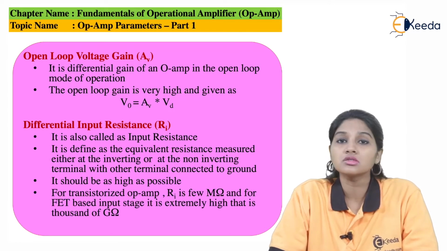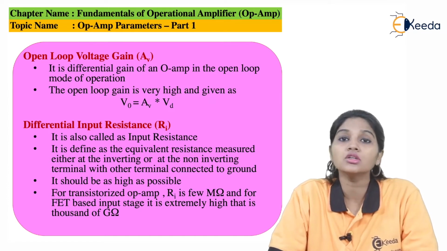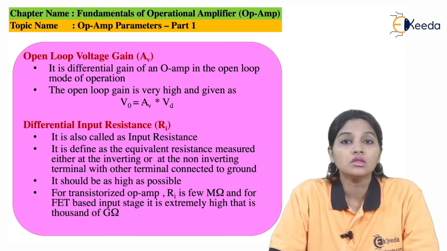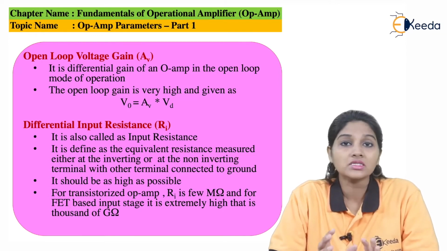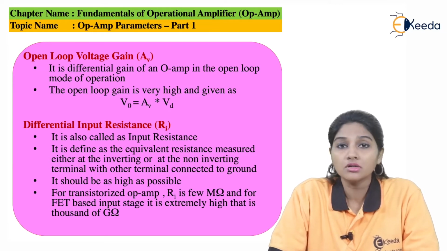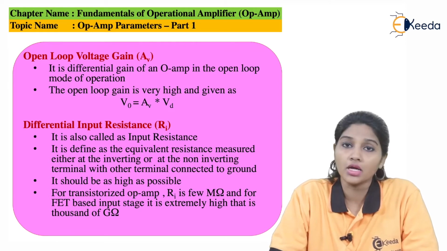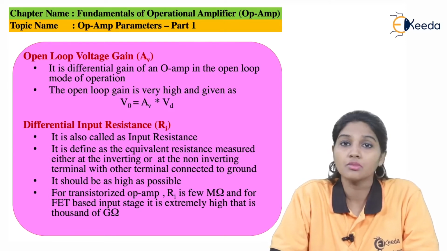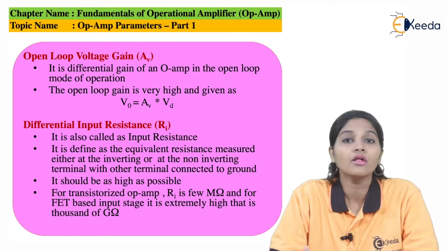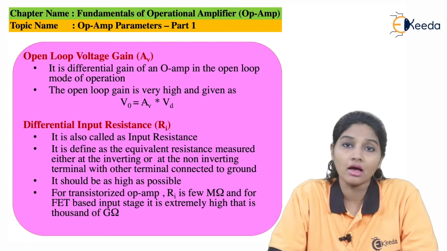The input resistance is defined as the equivalent resistance measured either at the inverting or non-inverting terminal of the op-amp with the other terminal connected to ground. It is denoted by Ri and it is decided by the input stage of the op-amp. If the op-amp internally uses BJT, then the value of Ri is in the range of a few mega ohms. And if the op-amp uses FET in its internal circuits, then the value of Ri is in the range of gigaohms. The value of Ri should be finite, but it should be as high as possible.